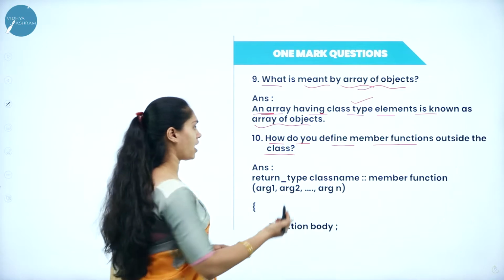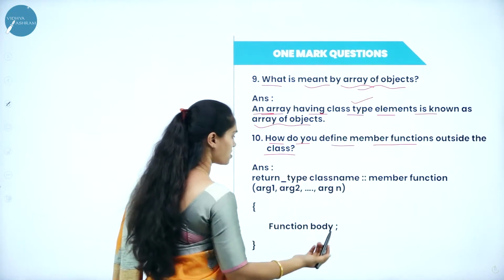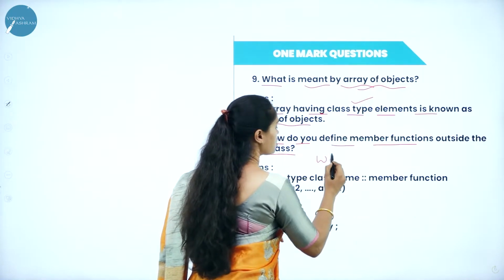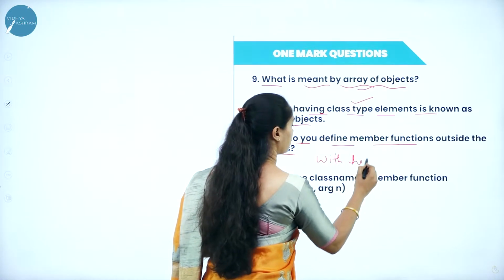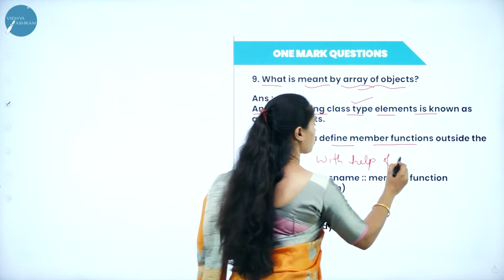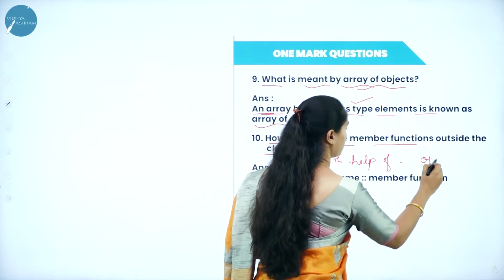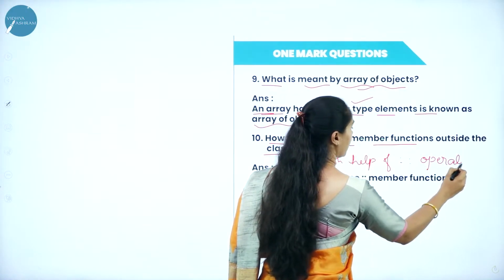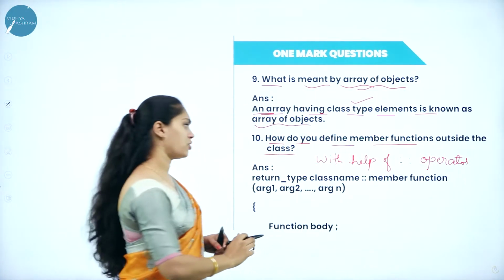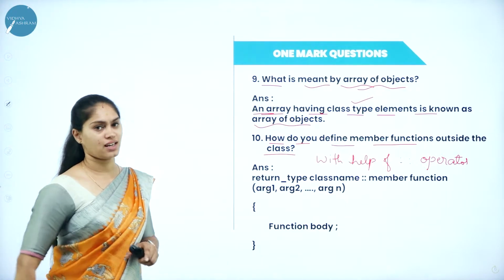Or else what you can write? How do you define the member function outside a class? With the help of the scope resolution operator. Or else you can directly write the syntax in order to define the member function outside the class definition.